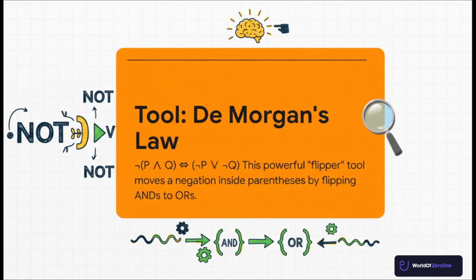Next up, and this is one of my absolute favorites, DeMorgan's law. I like to call it the flipper tool. It lets you take that negation, that little not symbol, and push it inside a set of parentheses. But here's the trick. When you do, you have to flip the operator inside. An and becomes an or, and an or becomes an and. It's an incredible way to rearrange an expression.